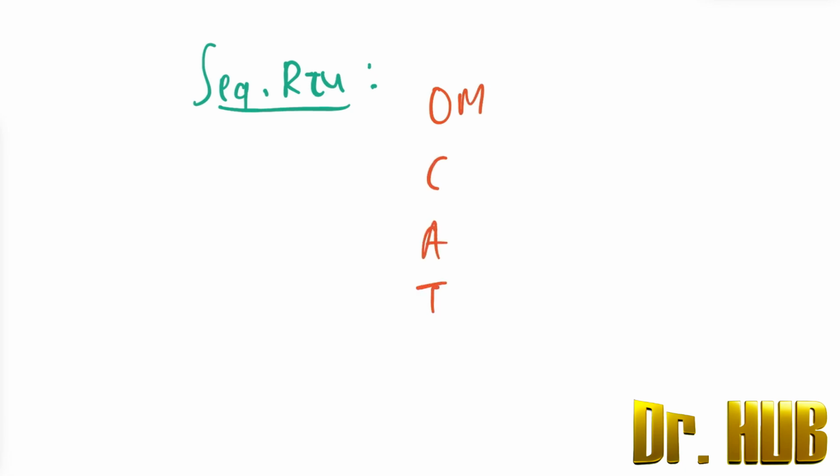Lastly, we move on to the sequential regimen. So in the sequential regimen, what we have is the involvement of the omeprazole, it is OCAT, that is omeprazole, there is presence of clarithromycin, there is amoxicillin as well as the tinidazole.